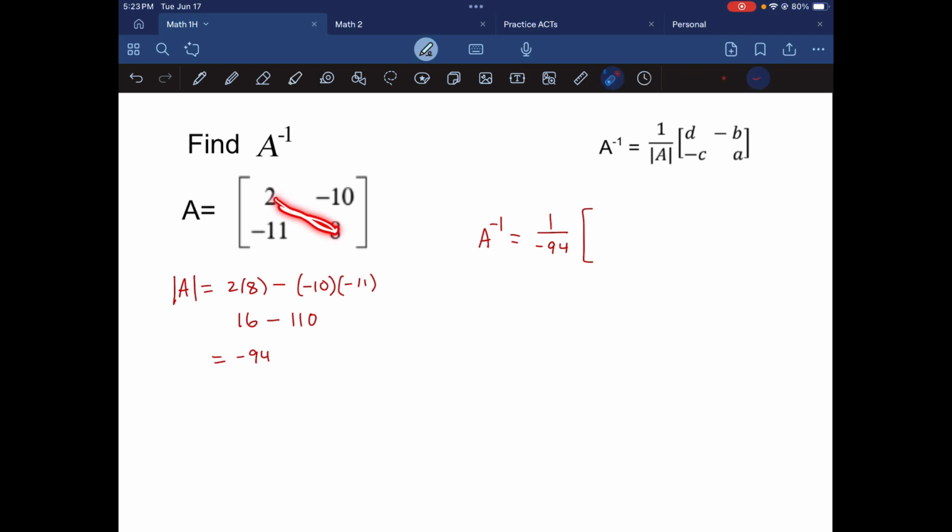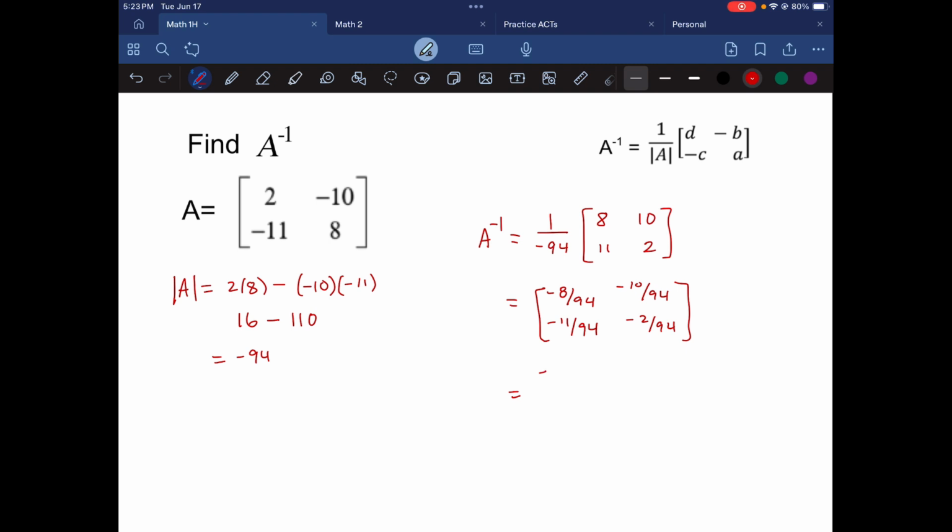Then we will swap the pieces on the diagonal. So swap the 2 and the 8. So the 8 will come up here, the 2 will come down here. And then we will make this 10 positive and this 11 positive. We will just change their signs, okay? Last step here is to distribute or multiply this -1 over 94 through. So this will become -8 over 94, -10 over 94, -11 over 94, and -2 over 94.